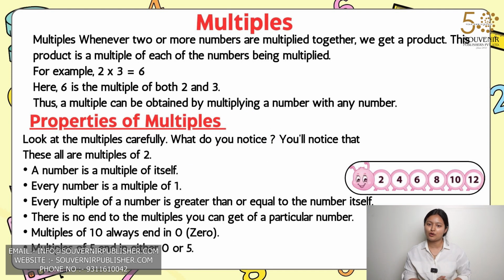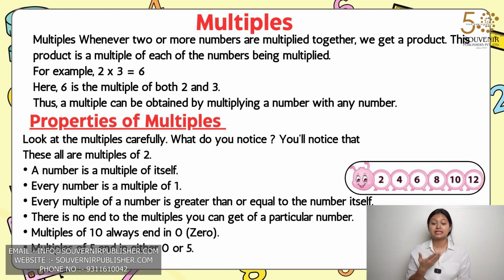Now let's talk about multiples. Multiples: whenever 2 or more numbers are multiplied together, we get a product. This product is a multiple of each of the numbers being multiplied. For example, 2 multiplied by 3 will give you 6. Here 6 is a multiple of both 2 and 3. Thus a multiple can be obtained by multiplying a number with any number.